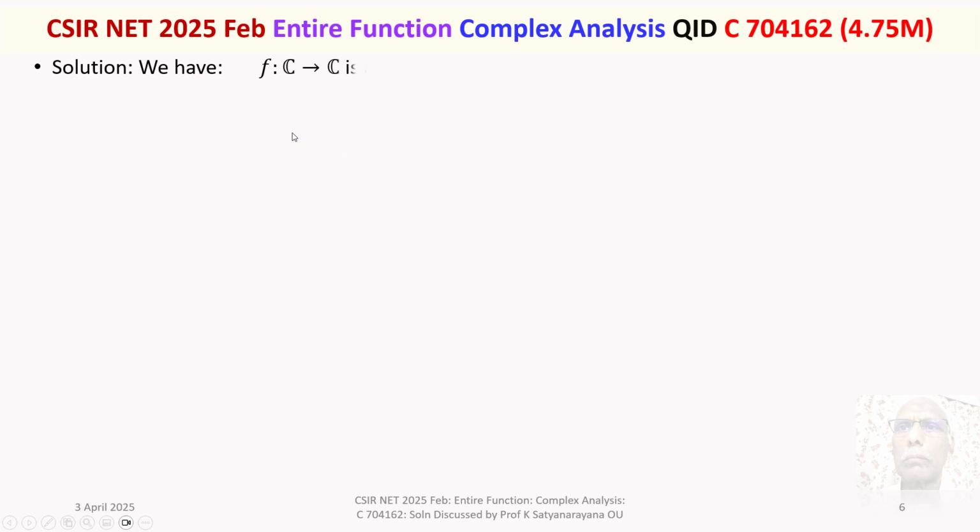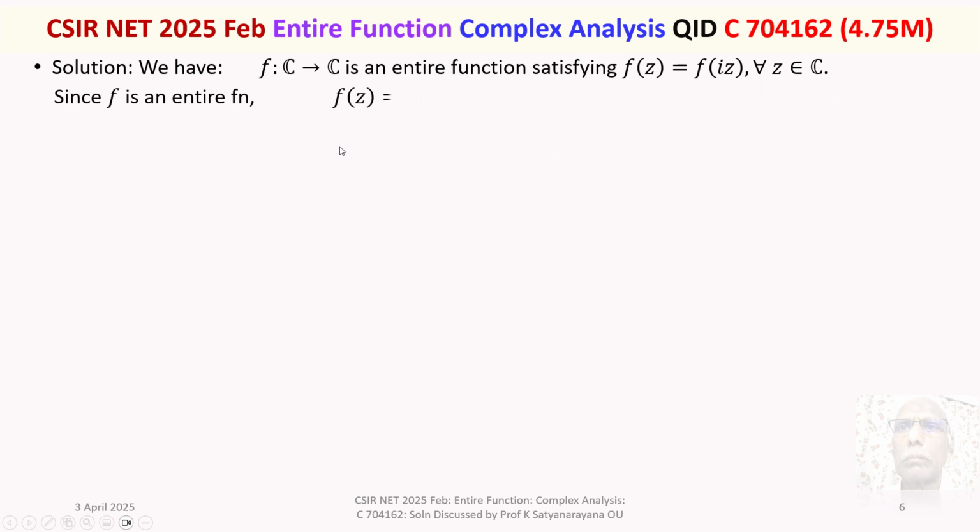Let's now discuss the solution of the problem in detail. We have f is a function from C to C, and it is given to be an entire function, and it is satisfying f of z is equal to f of iz for all z belongs to C. Since f is an entire function, it has a power series expansion about the origin, and that is f of z is equal to sigma n is equal to 0 to infinity a n z power n.